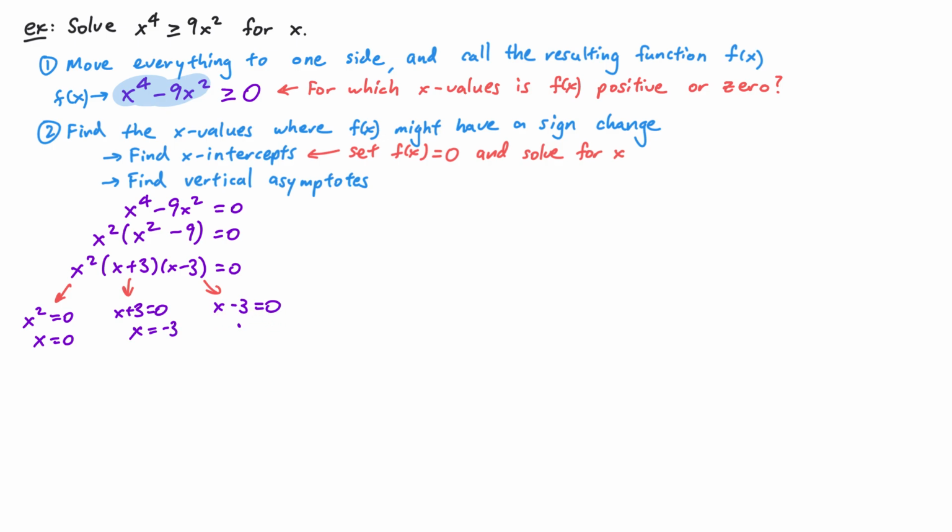We just add 3 to both sides. We get x equals 3. So my 3 x-intercepts here are 0, negative 3, and 3. Now we're ready for our third step, which is to make a sign chart for our function.